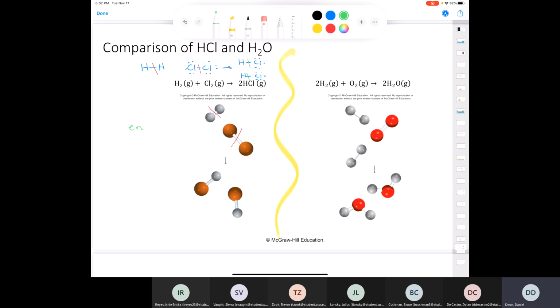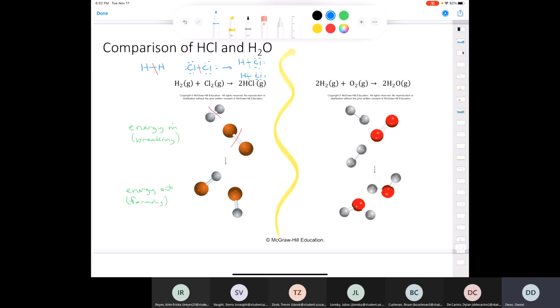So energy in, that's breaking, and energy out. That's when you form the bonds, energy is going to be released. Okay, let's look at another example. And this is the exact same thing. It's just to drive the point home.